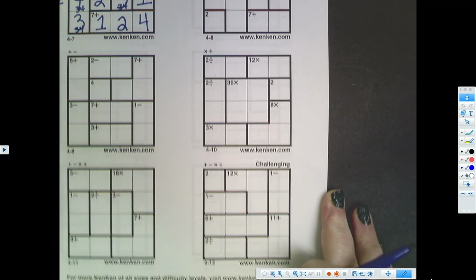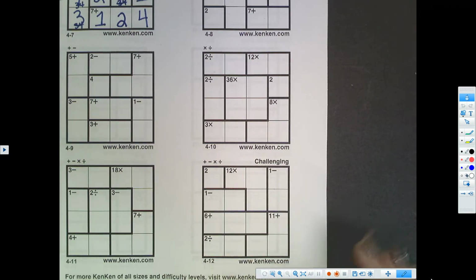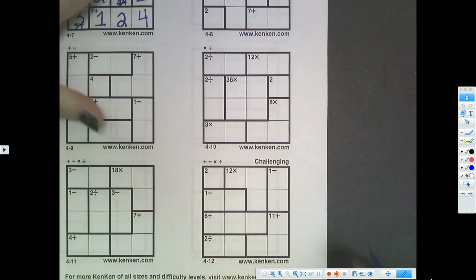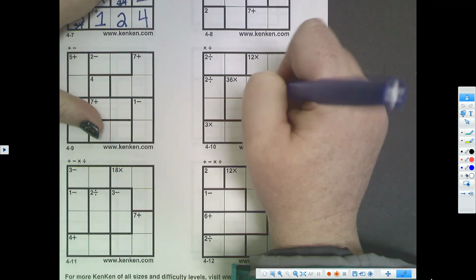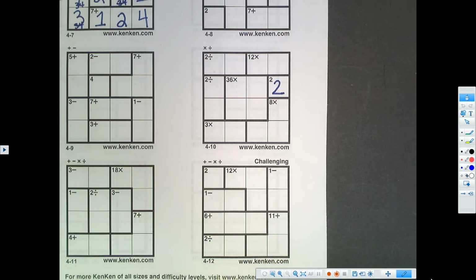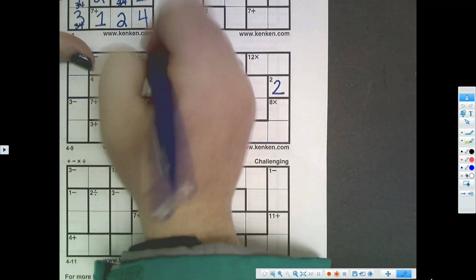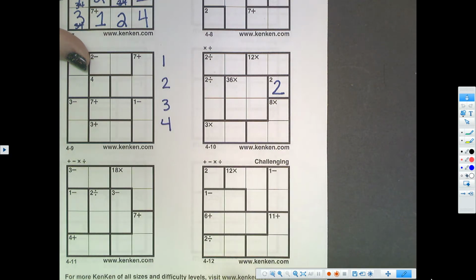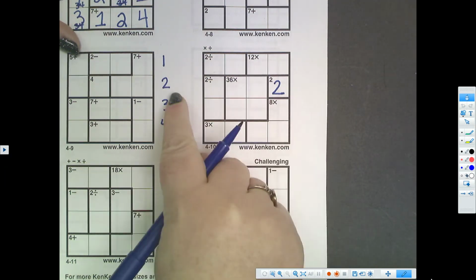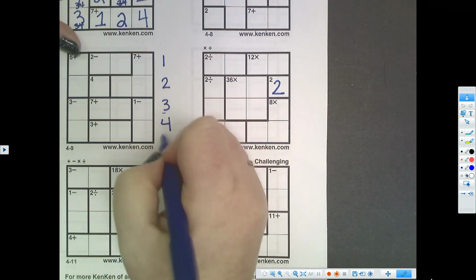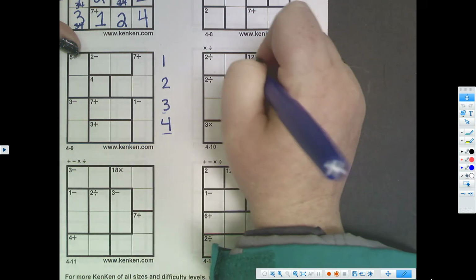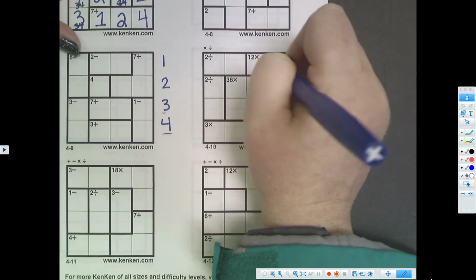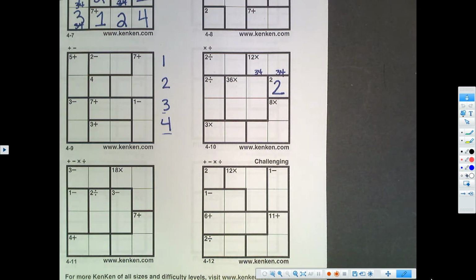Let's look at one with multiplication and division. So this one, we have one box that we can fill in, which is a 2. Remember, we get the numbers 1, 2, 3, and 4. I need to multiply and get 12, which means I can use 3 times 4. I don't know what the order is, so I'm not going to fill them in yet. I'm just going to write them in the bottom.